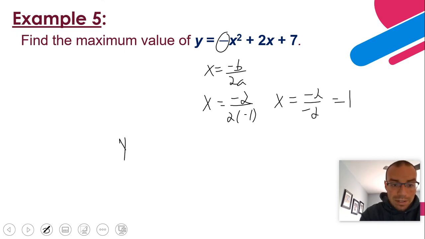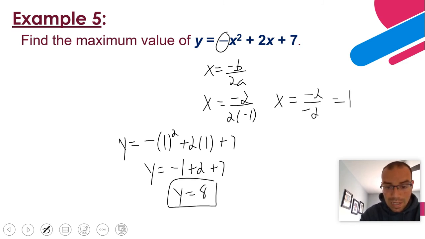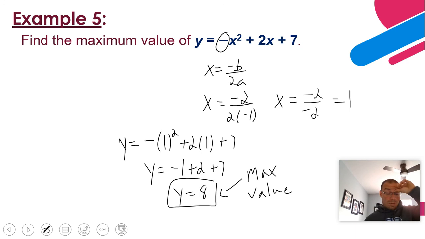Now we have to find the y value. So y is equal to negative 1 squared plus 2 times 1 plus 7. So 1 squared is 1. Make it negative. You're going to get negative 1 plus 2 plus 7. Y is equal to, if we do this math out, 8. And 8 is my maximum value here. So just a recap and a reminder of how to find the minimum or the maximum values. Remember, it is the y value of your vertex.